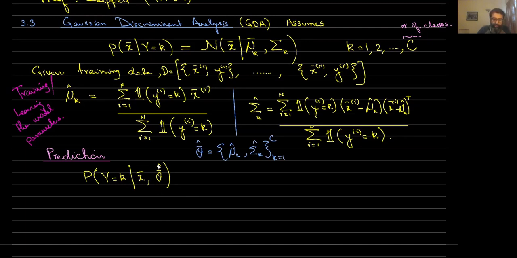Okay, so given that set of parameters that I've estimated, and given the point that I want to test, I just want to find out what the probability is that my class label is equal to k. That's what I want to find out. Okay. Let me move this space here. Okay. So what is this equal to?